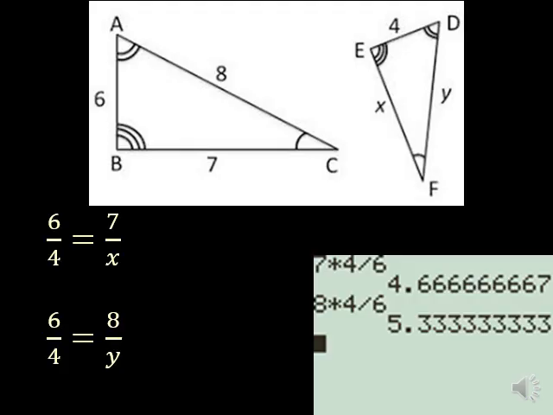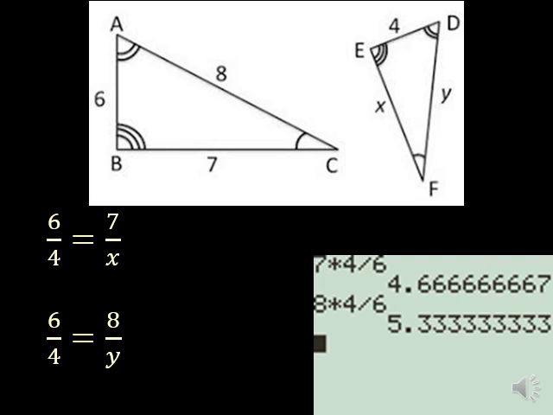The key to doing problems like this is that corresponding sides are proportional. A proportion just means equal fractions, and so that's why I've got fractions that are equal written down to solve this problem. First I wrote down 6 over 4 equals 7 over x.